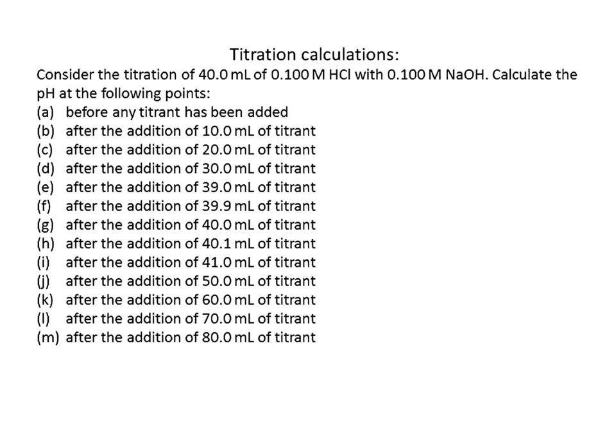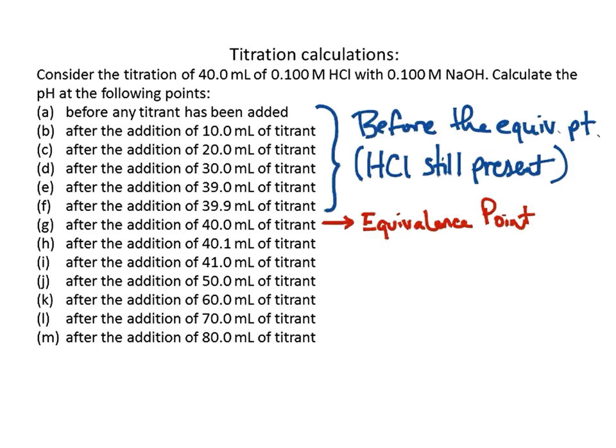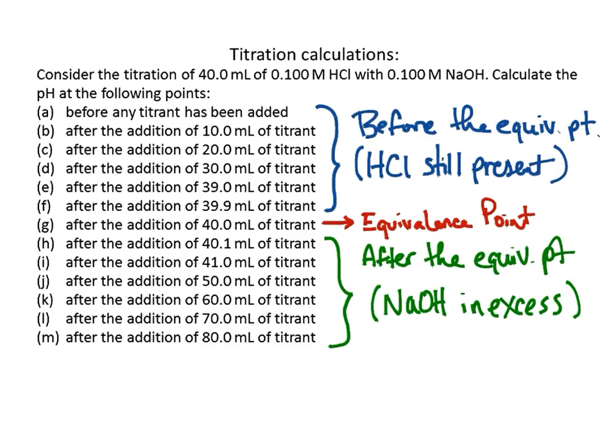Now each of these values, A through M, represents a calculation. G, in the middle, is our equivalence point. So we have several values before the equivalence point and several values after it. Before the equivalence point, hydrochloric acid is still present. After the equivalence point, you have excess sodium hydroxide that determines the pH of the solution.